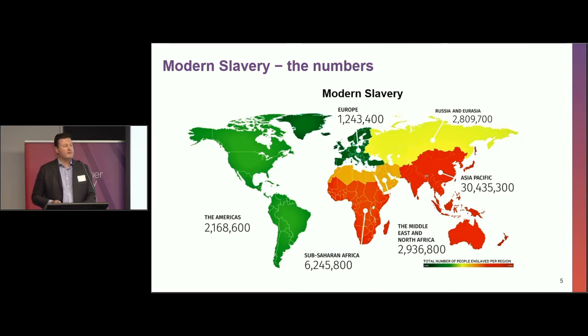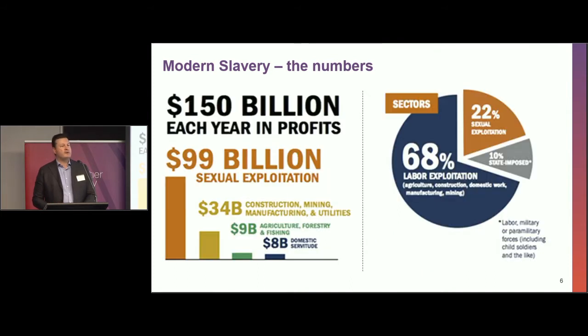Why does it occur? Simple, it's profitable. $150 billion in profits each year are generated through other people's misery. Most of that is in the sex trade, but when you look at where most of the slaves are engaged, it's actually in labour exploitation. The sheer number of people in those areas, in the supply chains, has made it a very prevalent problem which has been looked at and addressed at a global level.